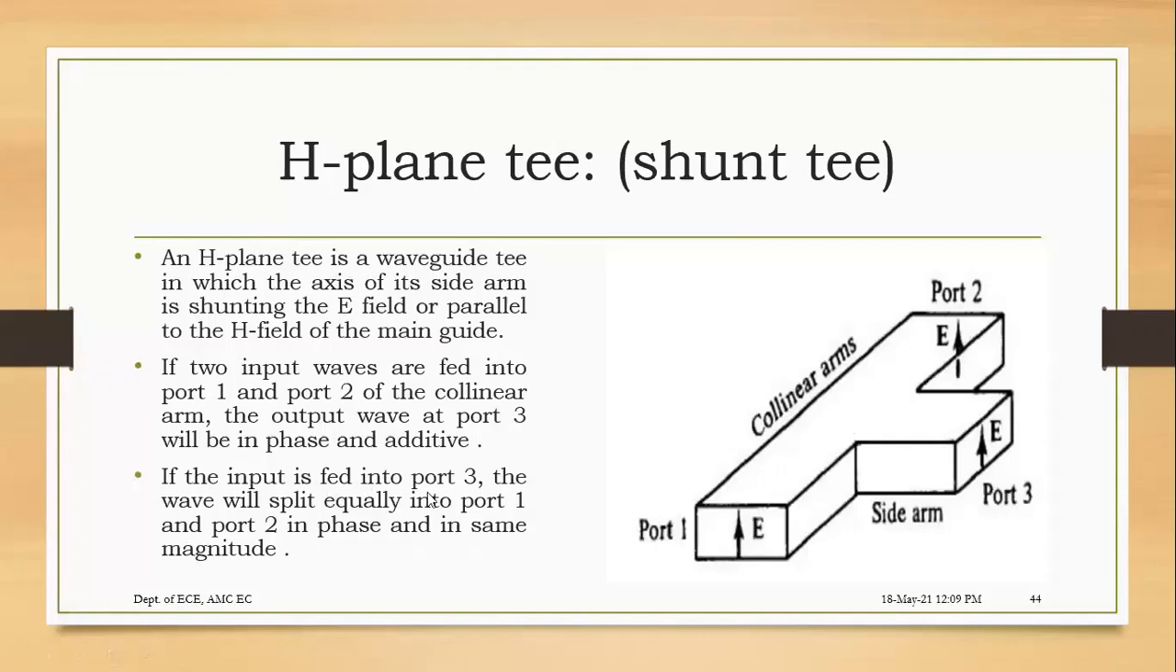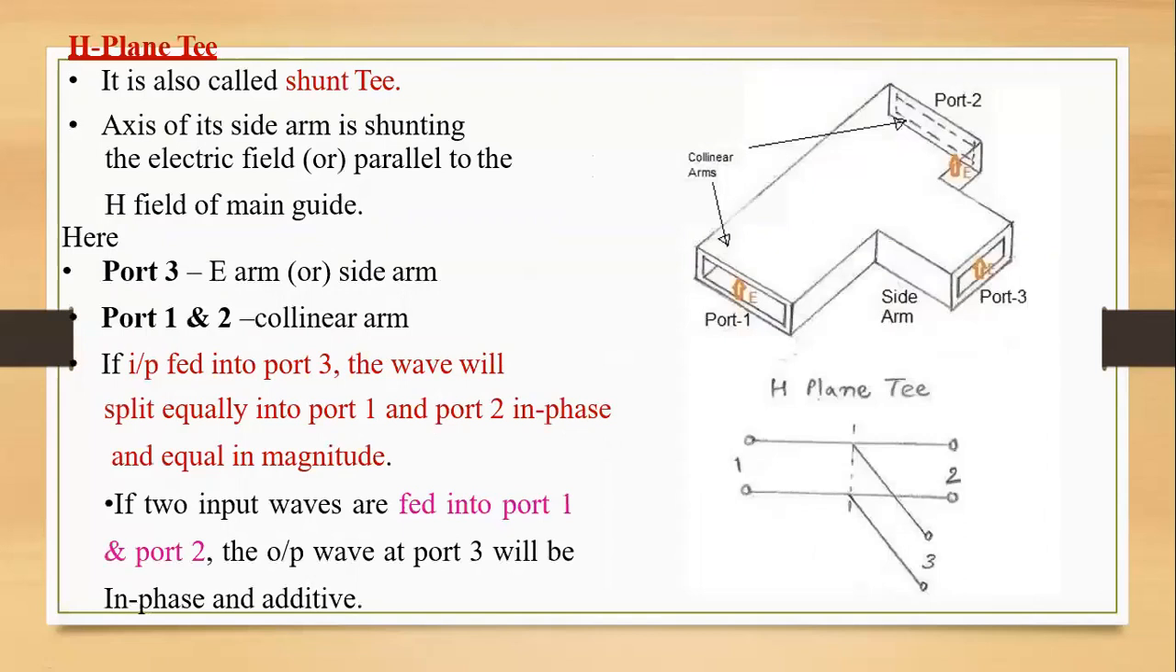Now, if the input is fed into port 3, that is this port, the wave will split equally between your port 1 and port 2. Again, it will be in phase and of the same magnitude. That is the main difference of your H-plane T.